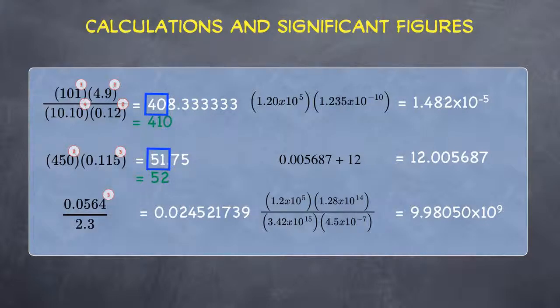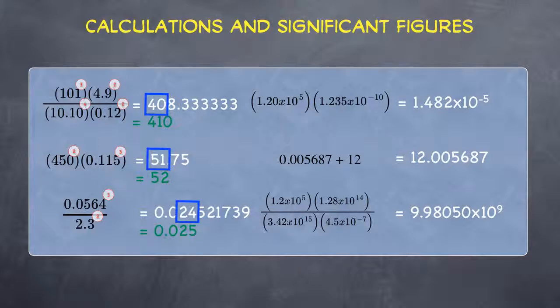For our third example, the first measurement has a 4 and the second measurement has a 2. So that means that we're only allowed 2 significant figures. So I need to put my box around the first 2 non-zero digits. Now notice I'm not putting the box around the zeros, but I'm putting the box around the first 2 non-zero digits. And my final answer is going to be 0.025. And again, I'm rounding up the 4 because the 4 is closer to a 5 than it is a 4.